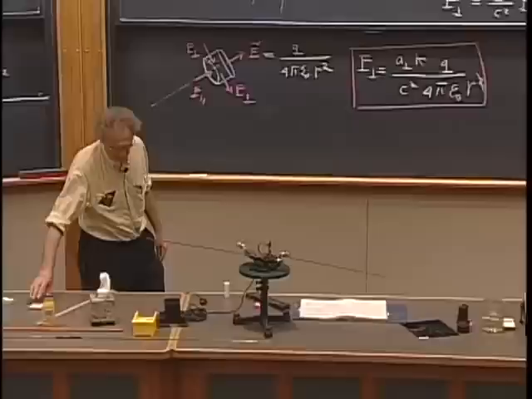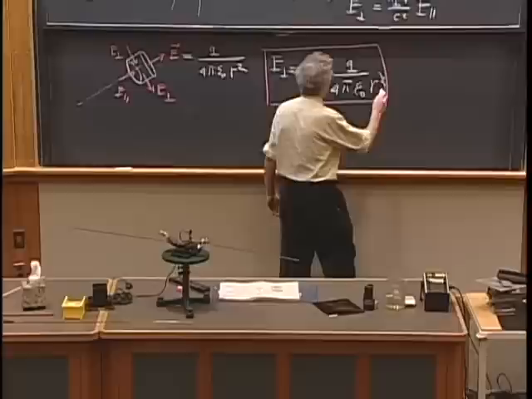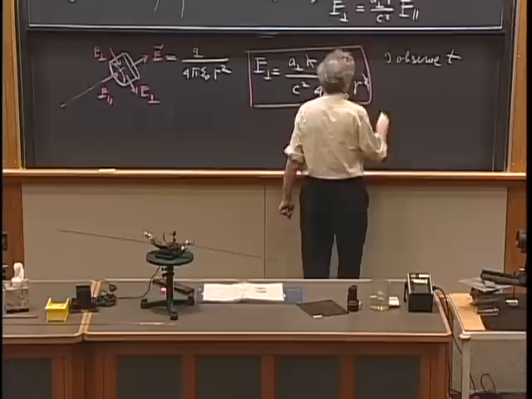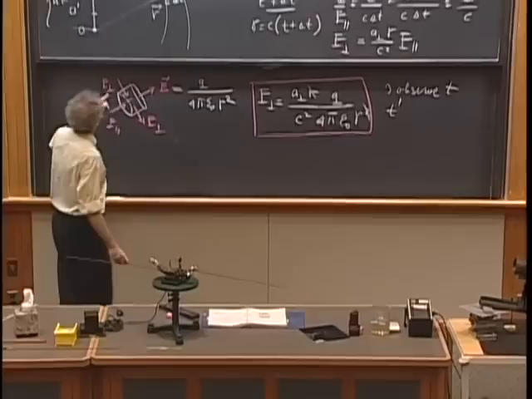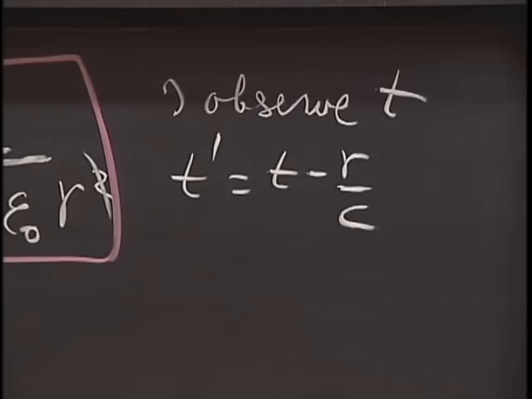Now, before I write down the final form, we also have to take into account the fact that there is a time delay. If I observe, so I am an observer, at time t, the acceleration took place at an earlier time because the radiation has to reach me. And so t prime is then t minus r divided by c. So there is always a time delay. So that is the reason why we write down this equation differently.